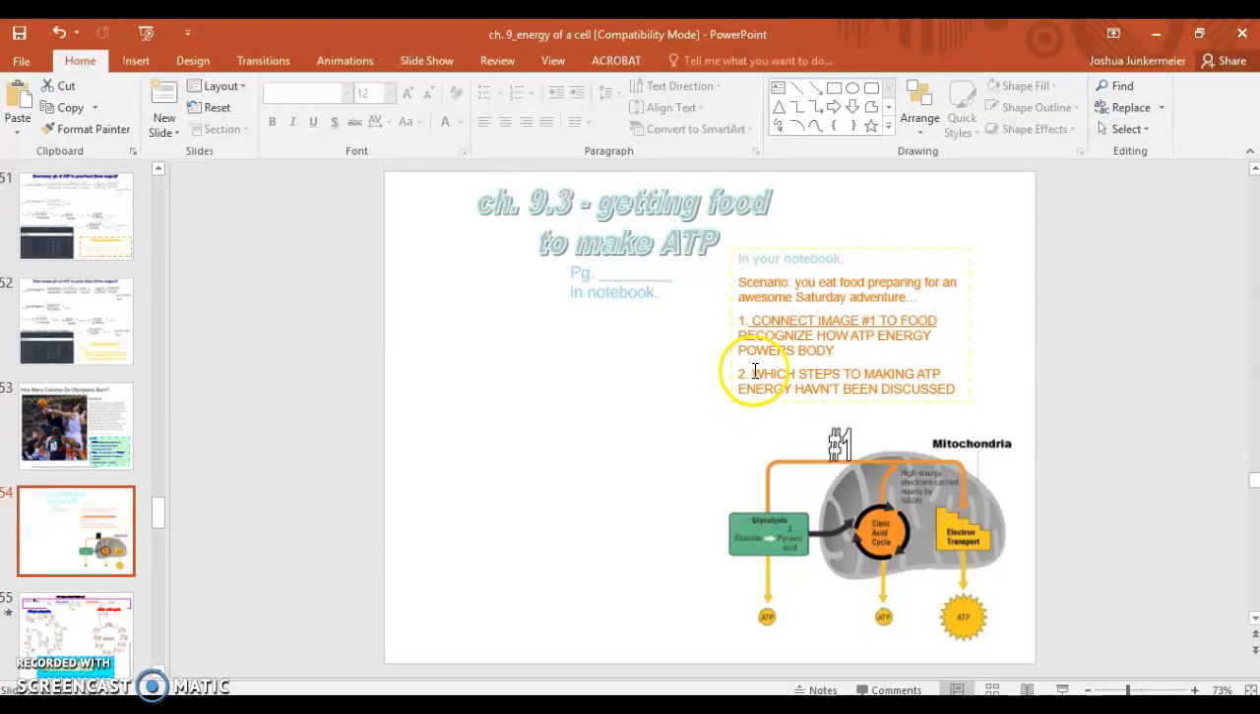And then up to this point, which steps to making ATP haven't been discussed in the notes? That's the second thing you'd write in your notebook. So there's 1 step or 2 steps out of these 3 that we have not talked about yet. What are they? I just want you to identify them. All right, moving forward, here we go.